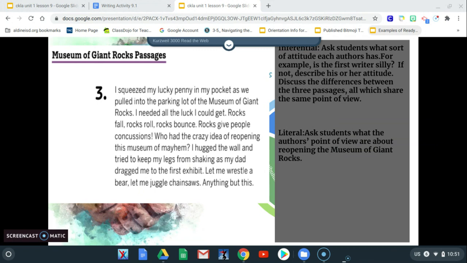It's unsafe. And then the third passage, frightened or nervous. I took that because she was like, rocks fall, rocks bounce, rocks give concussions. And she said she would rather wrestle a bear, juggle chainsaws, anything but go into that reopening of the giant rock. So she was obviously fearful.